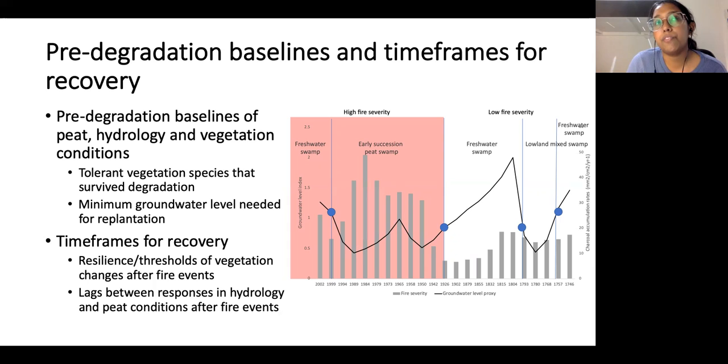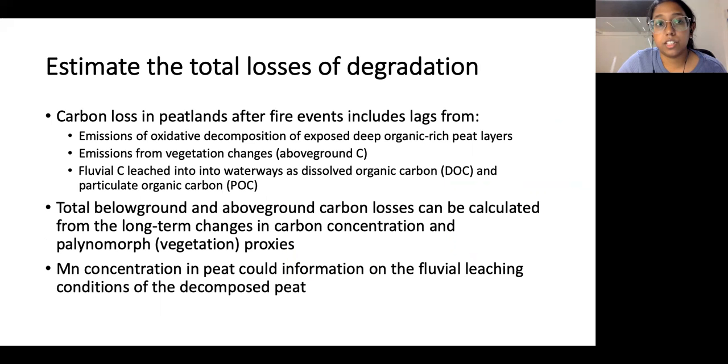But if you look at before 1700, the kind of data sets, the resilience, the lags are very different from what we see today. So I will elaborate more on this in my paper in the future. Okay, so the second point that I want to really bring out is that using this long-term data, we are able to estimate the total losses of degradation.